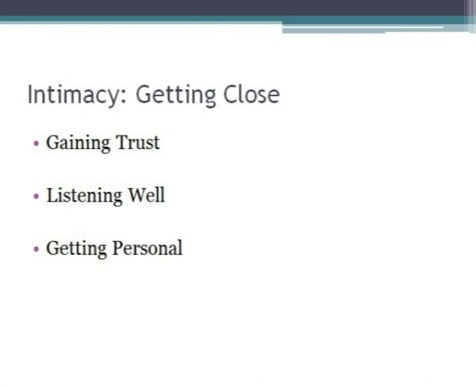The third point is getting personal. It's important because it can reduce the gap between leaders and the people. So how can we do this? Basically, we can share our feelings with the people and we can share life experience with them. Sometimes if we have to address a point or a plan, we use stories to motivate them. And that is a part of getting personal.